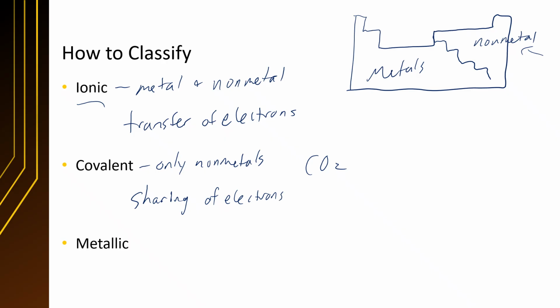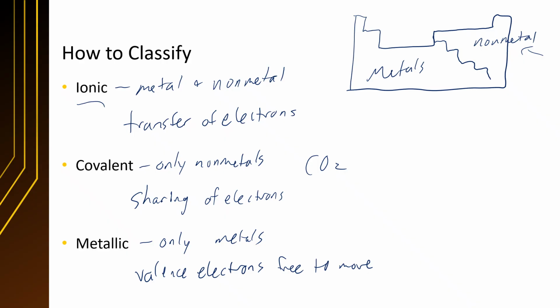Metallic substances, on the other hand, consist of only metals, which means that you're going to have only elements from that left side of the periodic table, which is most of the elements, only metals. And they have valence electrons that are free to move. Again, we will talk about this in more depth in a later section. But the valence electrons are free to move throughout the compound.